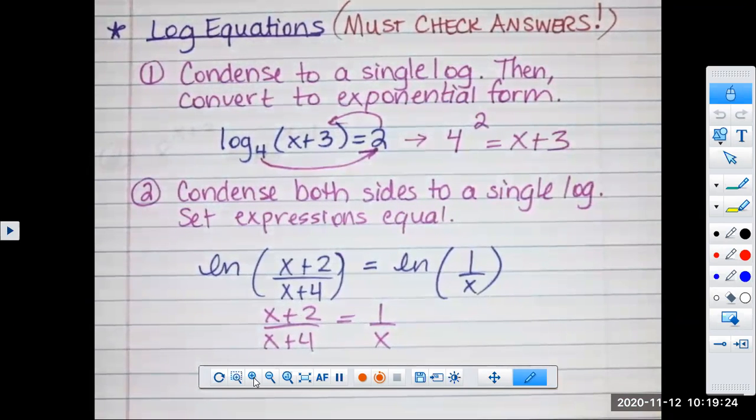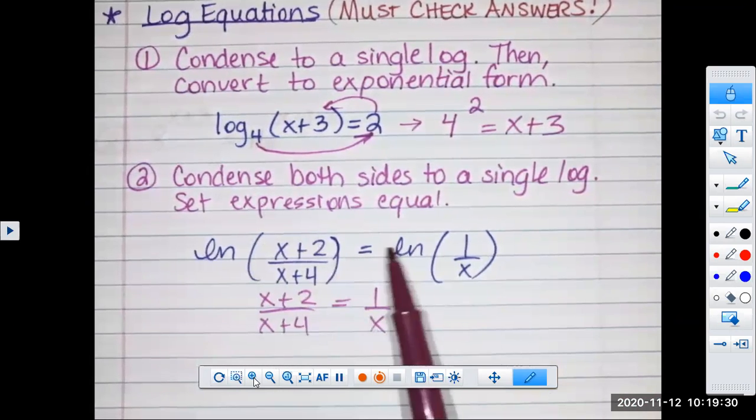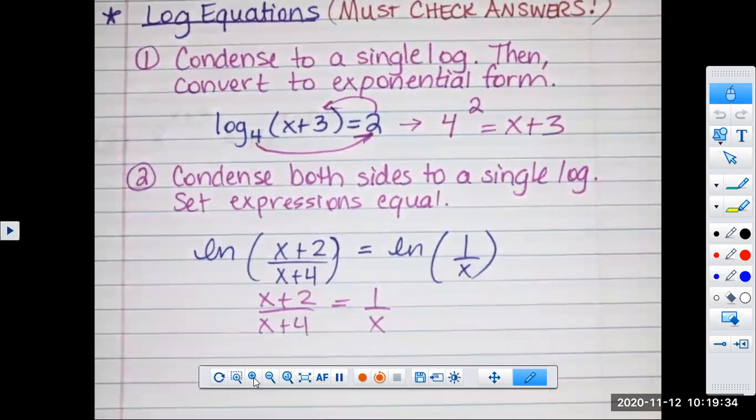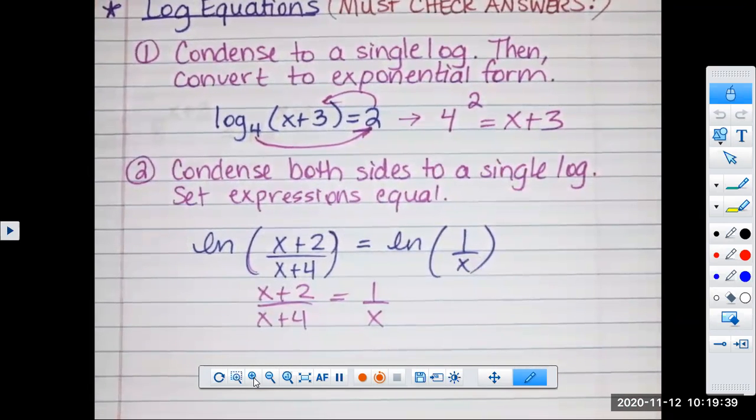The second type of log equation you might see, you'll have log of stuff equals log of stuff. You can use the equality property of logs and simply set your expressions after the log equal, and then solve from that point.